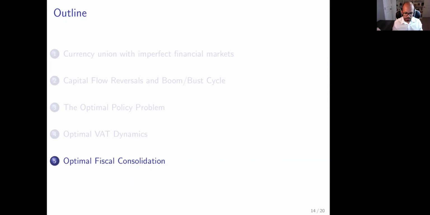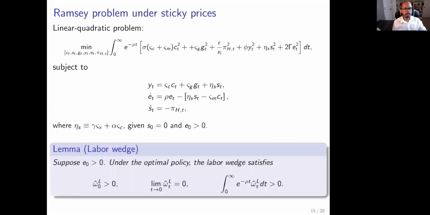Okay, so what we find in this problem is that the labor wedge is going to be positive on impact, eventually converge to zero, and is on average positive. This property is going to be important to determine the behavior of taxes in this economy.